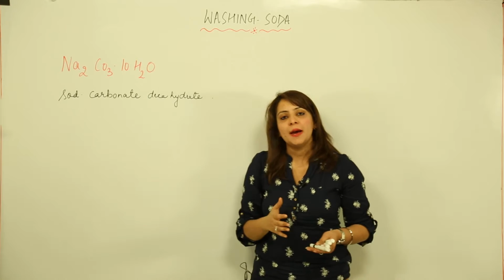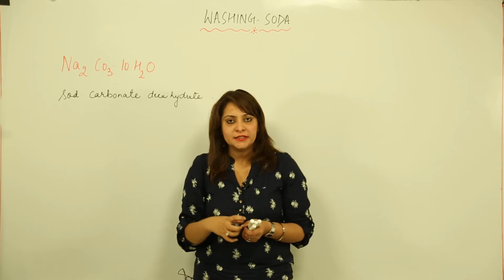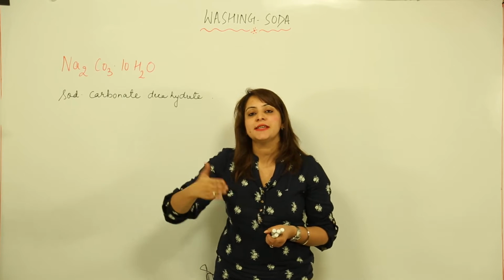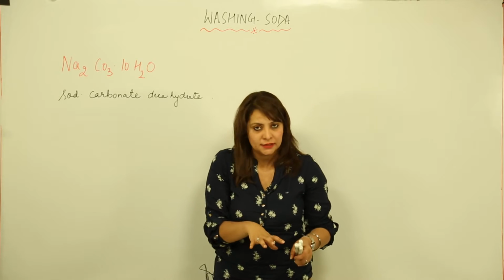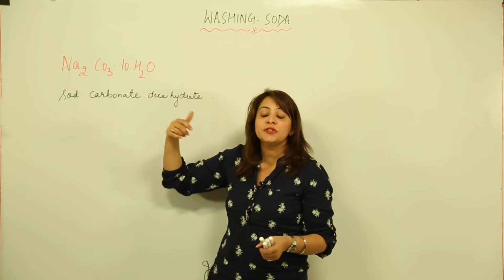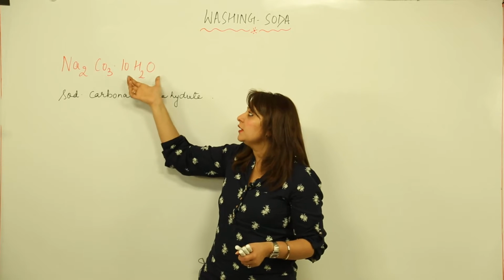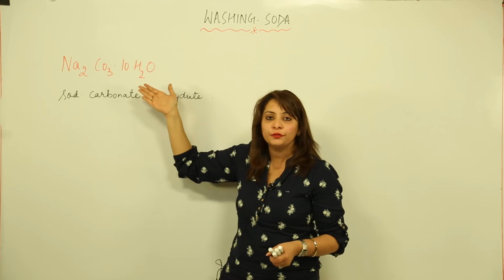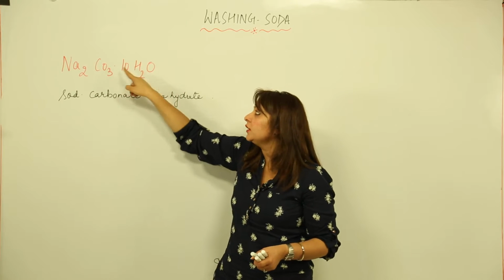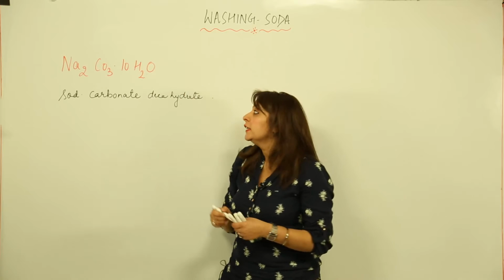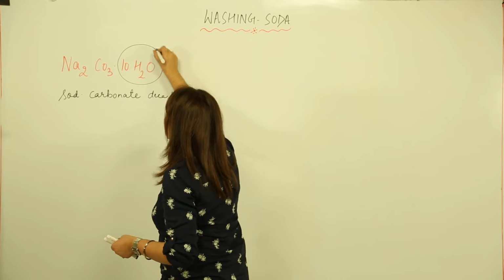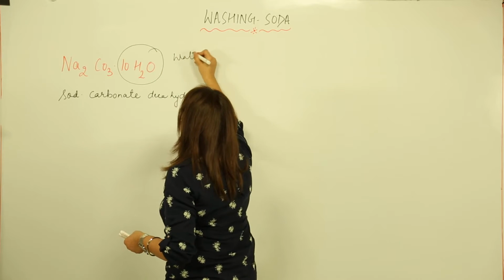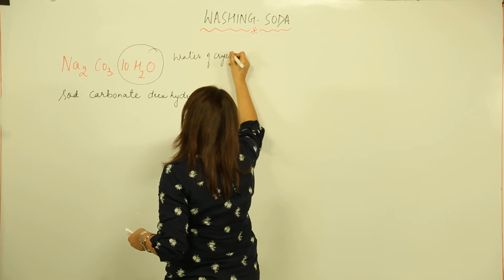When water is present in a chemical substance, sometimes it is chemically combined, sometimes it is just present. So when you see the formula written in the form I wrote for washing soda, with the dot and H2O, it means the water of crystallization. This kind of water is called water of crystallization.